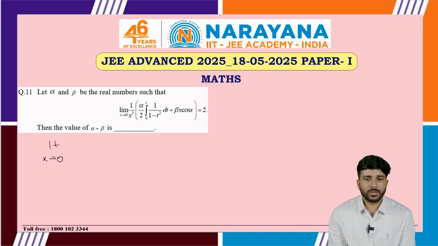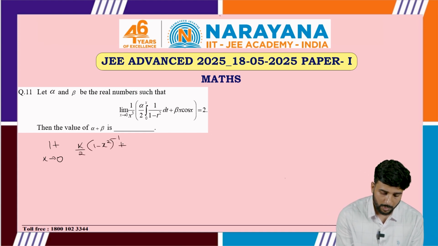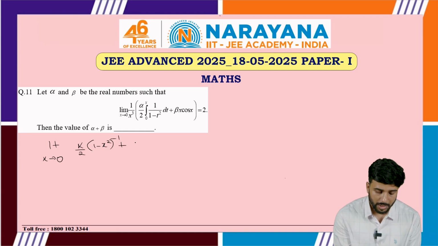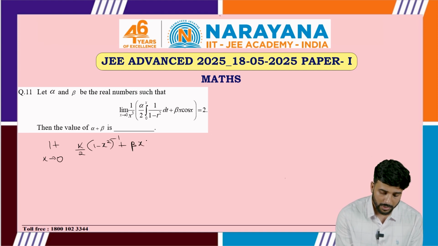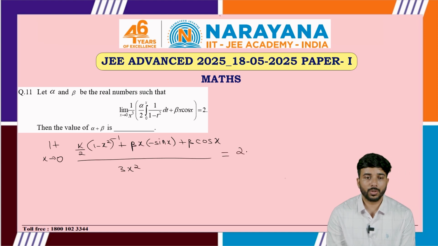First, I'll substitute x tends to 0. Numerator and denominator both are tending to 0. So I'll use L'Hopital rule now. I'll get it as alpha by 2 into 1 minus x square whole power of minus 1 plus beta x cos x derivative, which is beta into x into minus sin x plus beta cos x, by 3x square. He's saying this limit must be equal to 2.